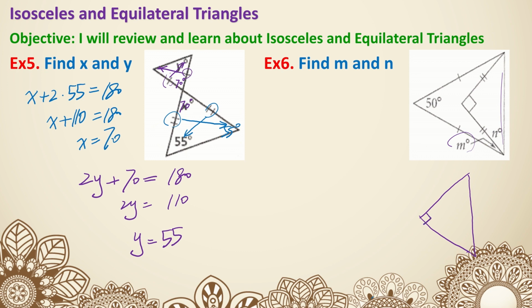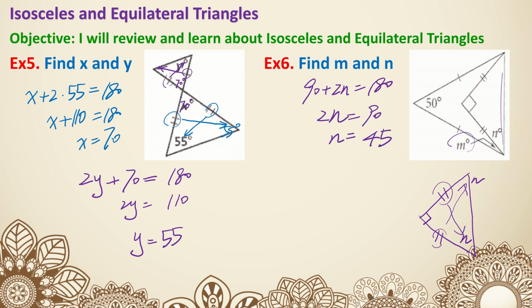The smaller one has a right angle, and then these two are both double marked. Then we have an n, which means because of the double mark, both base angles are the same. So the top one is also an n. 90 plus 2n equals 180. So 2n is 90, which makes my n a 45-degree angle.